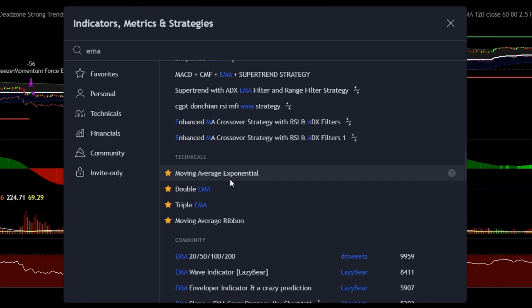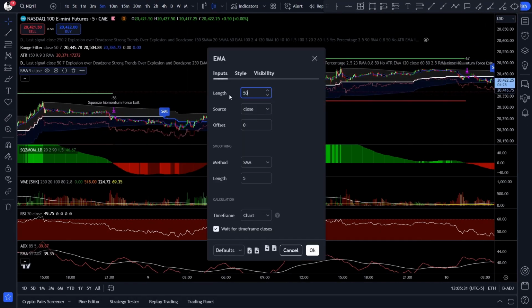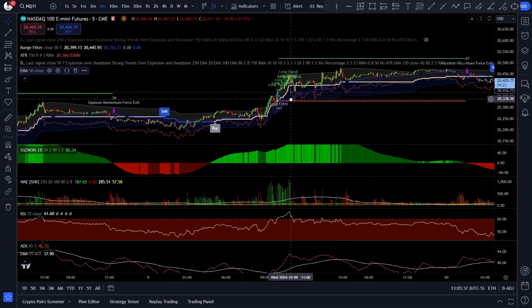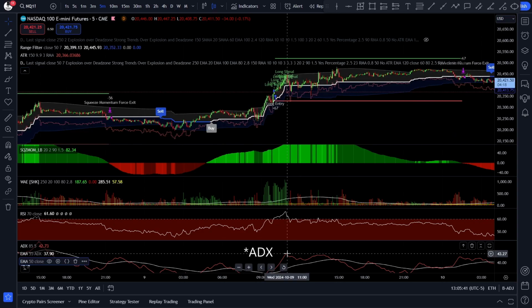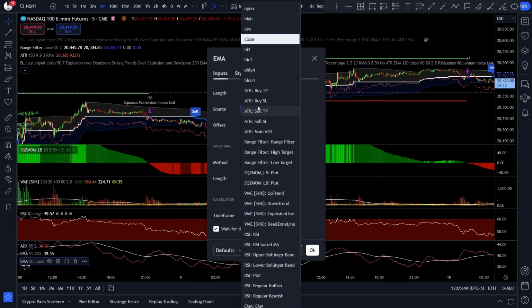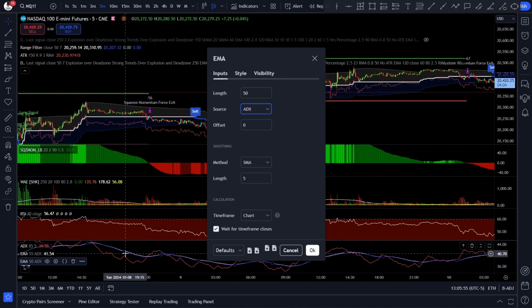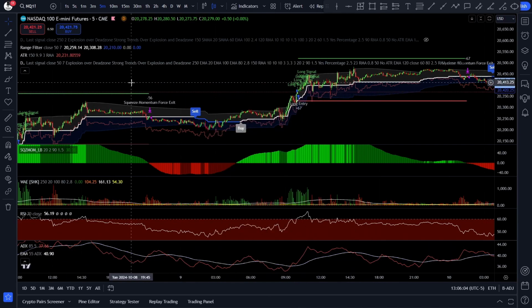So add this one. For the ADX plus EMA, find the original EMA on your chart. It will be this blue line. Click on it, then start pulling it down and release it on the ADX. Then open up its settings and change its source to ADX. This way the EMA will move according to the ADX. Okay, we have all of the indicators needed for this strategy, but we need to change a lot of settings.